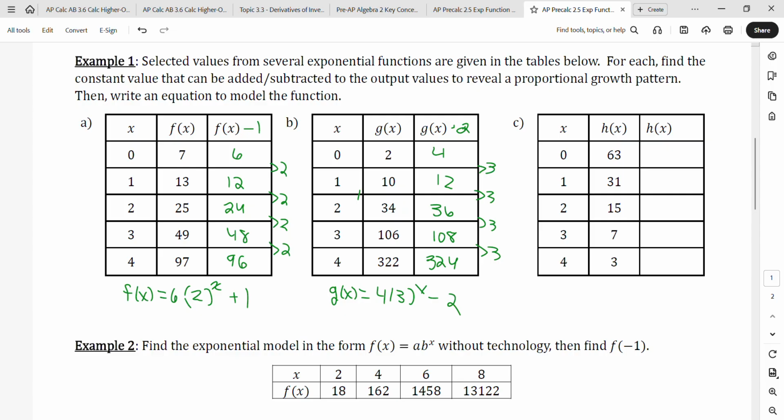All right, how about this next one? We got 63, 31, 15, 7, then 3. It's decreasing, so that b is going to be between 0 and 1. Is it plus 1? It is plus 1.